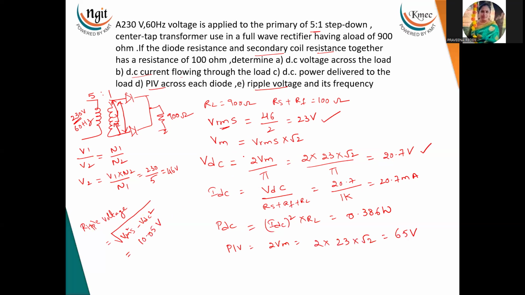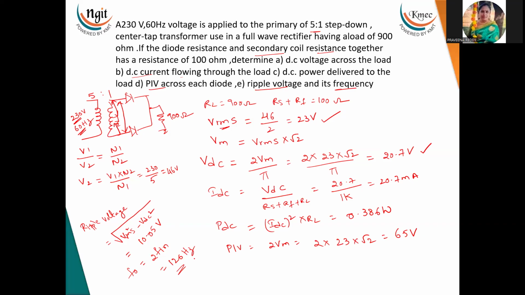Now after that, ripple frequency is nothing but, in a full wave rectifier, ripple frequency is output frequency. It is nothing but 2 times the input frequency. Now here the input frequency is 60. So you will get the ripple output frequency or ripple frequency is equal to 120 hertz. Now this is the output frequency. So like this, you have to calculate.